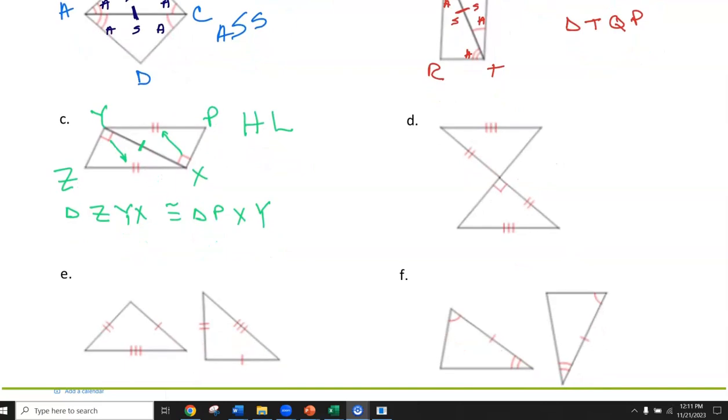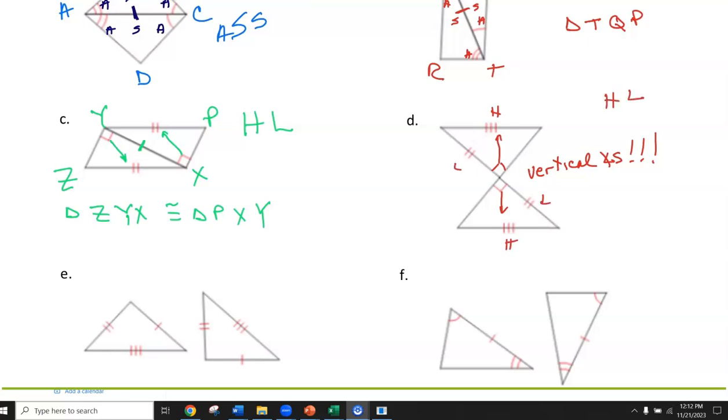Okay, look at this next one. Vertical angles. You've got vertical angles. Remember, that's the other thing they're not going to mark for us. Make sure you're marking them. If the bottom one is a right angle, then the top one is going to be a right angle also. That makes us a candidate for HL, but let's check it. There's the hypotenuse, and then I have a leg. So that's going to be hypotenuse, leg, leg. So this is an HL.